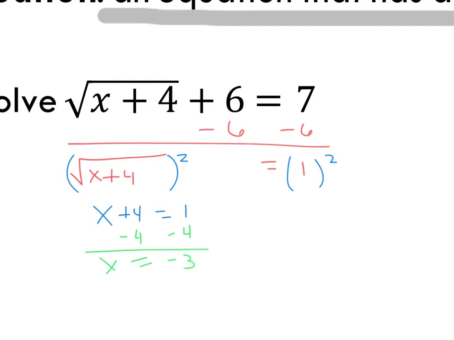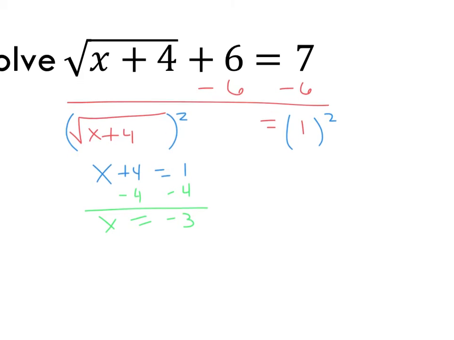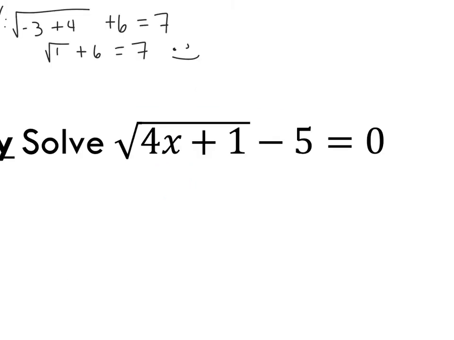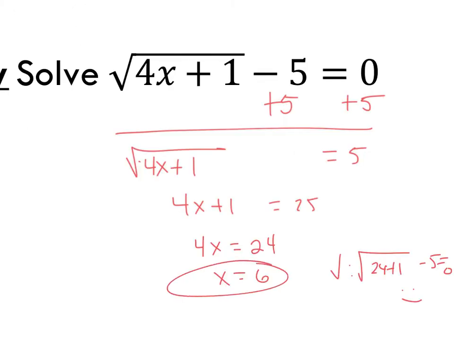And then the last thing we're going to do is check for extraneous solutions. Meaning I have to make sure that when I plug my solution into the original equation, it is an okay response. So the square root of negative 3 plus 4, plus 6, does that give me 7? Does the square root of 1 plus 6 give me 7? And the answer to that is yes. Now I would like you to take a minute or two and try the example. And hopefully you do get x equals 6. When you check for extraneous solutions, it also works.